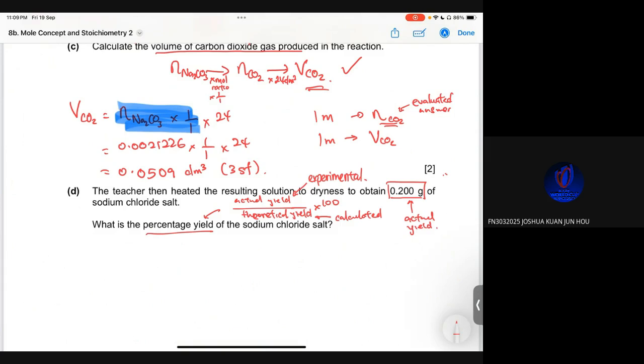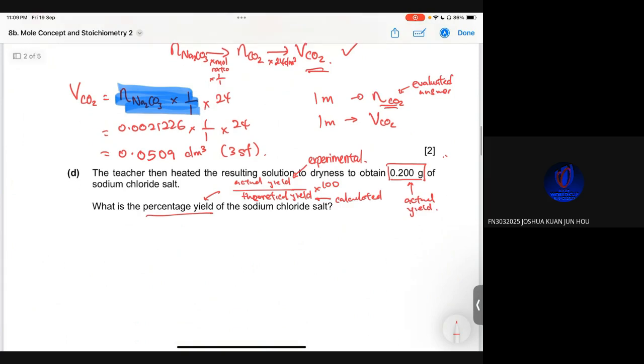How to find percentage yield? I need a theoretical yield, right? So actually they are trying to tell you, calculate the mass of sodium chloride formed. Calculate a mass of sodium chloride that should be formed. Okay, so this will actually be your theoretical yield, which then you can be inserting into the formula to find your percentage yield.